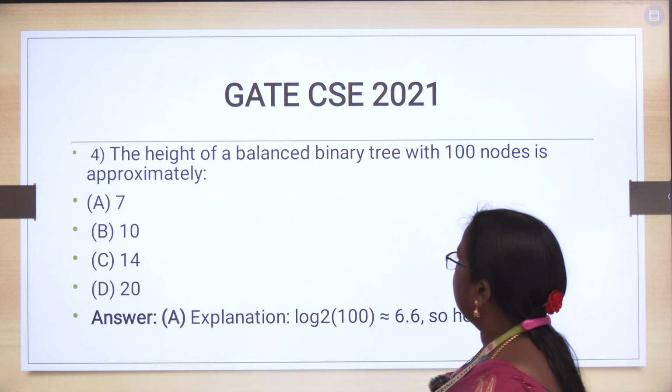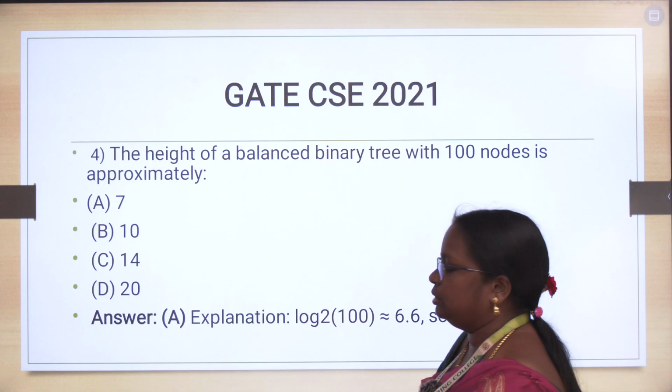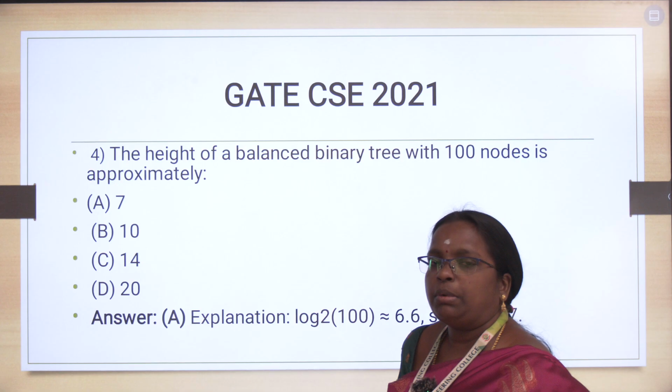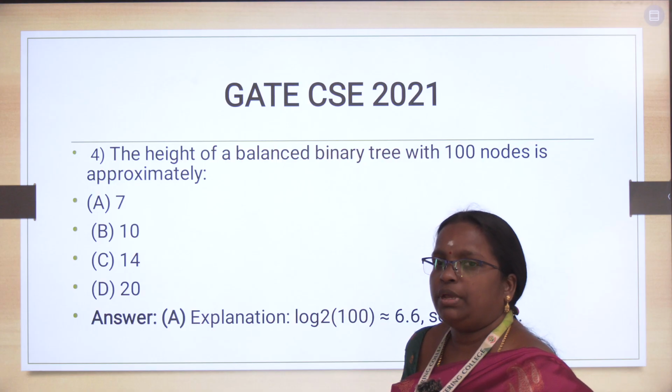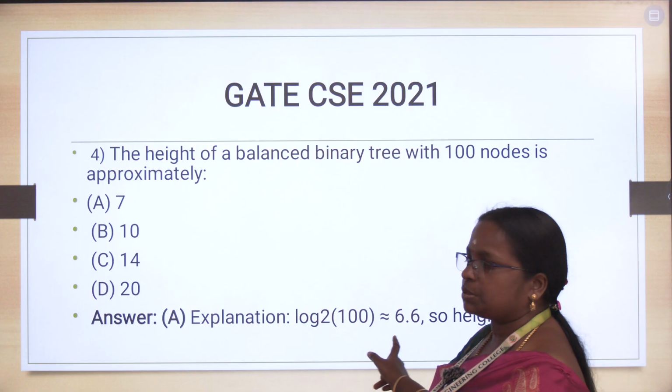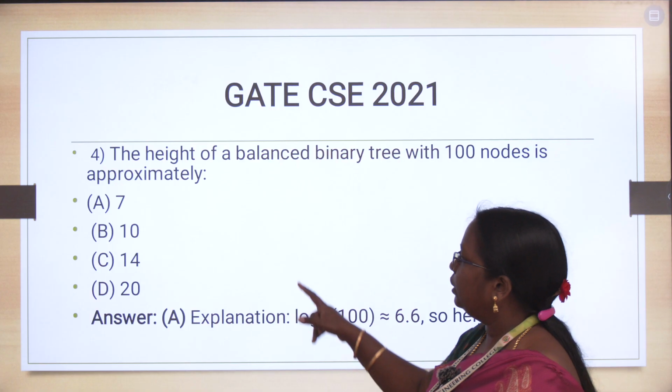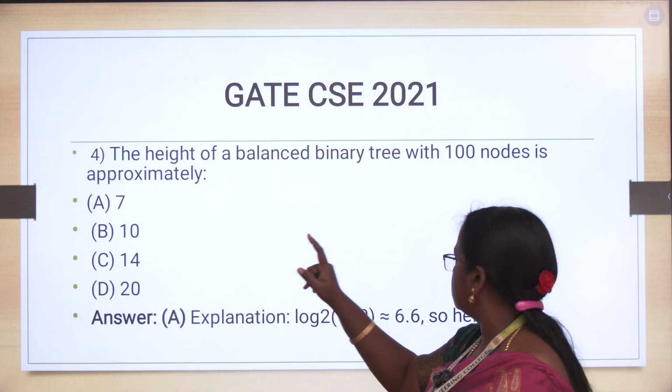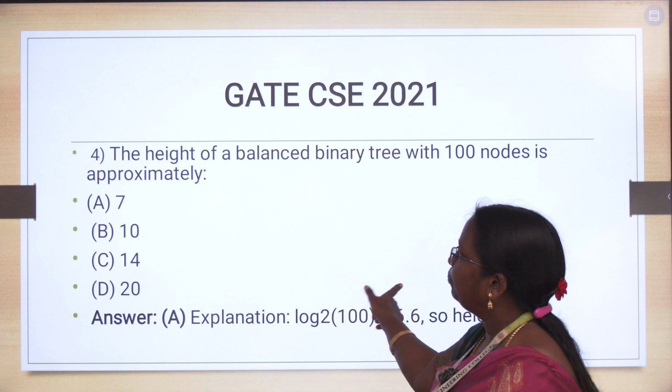Next, what is the height of a balanced binary tree with 100 nodes? I have been given 100 nodes. A balanced tree is an AVL tree. So we have to identify the logarithm of 200. It is approximately 6.6, and the nearest number is 7. So we have to write the value as 7.